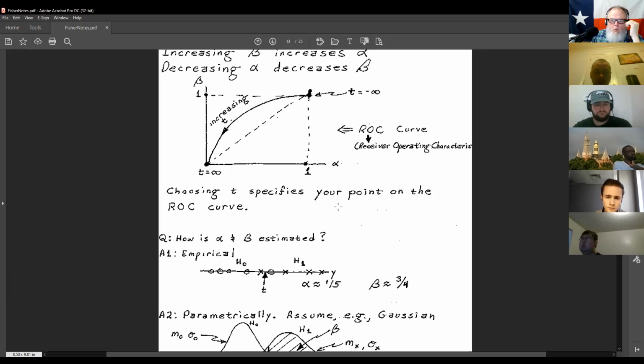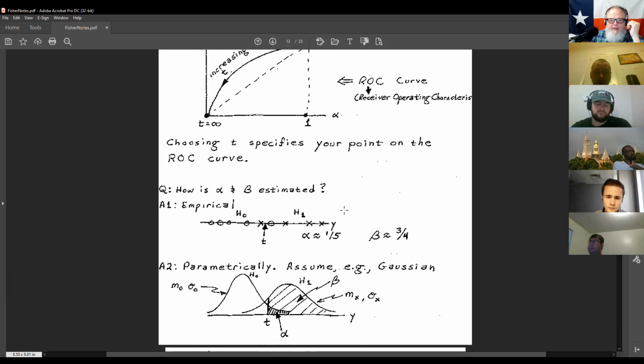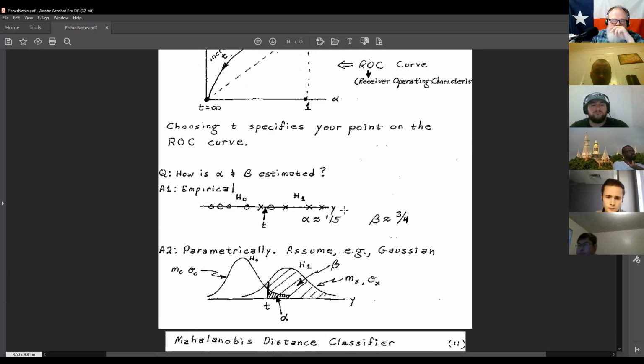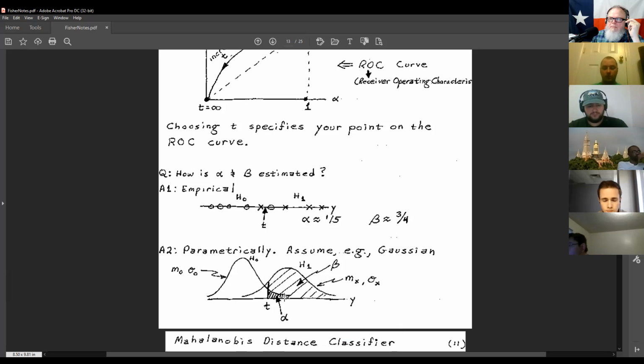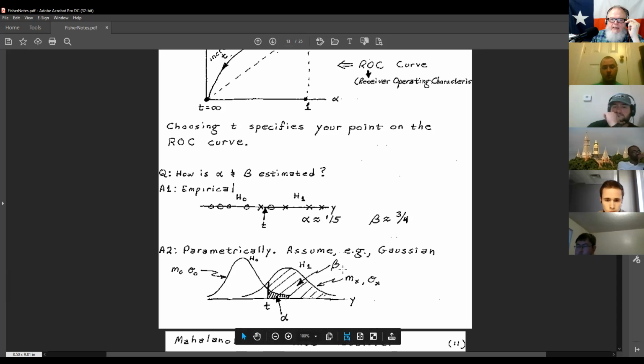Now, if you are a person that likes to think of probability density functions, this is a better way of doing it. We have 2 distributions. One is for the null hypothesis. The other one is for the H1 hypothesis. This is that you're not being attacked. This is that you are being attacked. You set a threshold. Alpha is equal to the area under the curve here for the H0. Beta is equal to the area under this H1 curve.